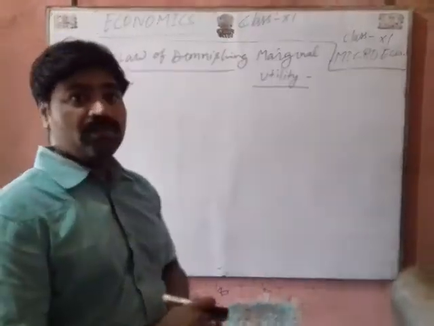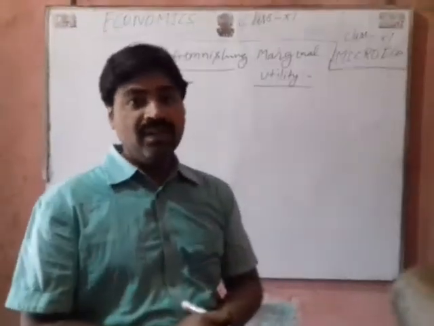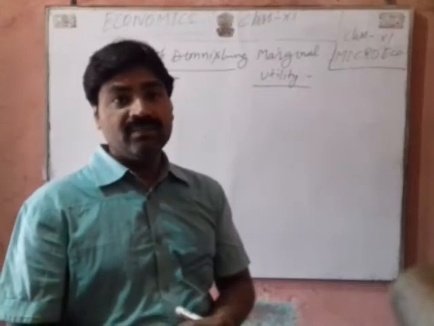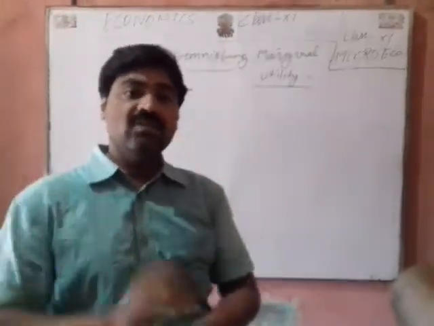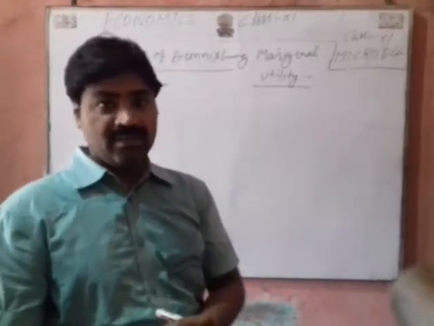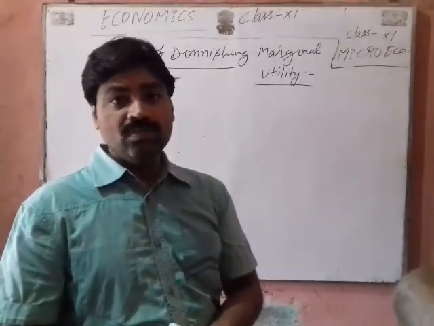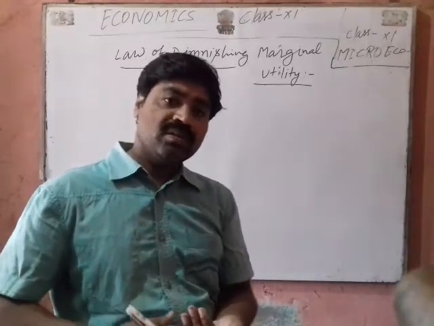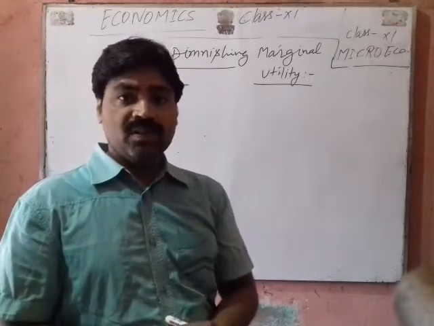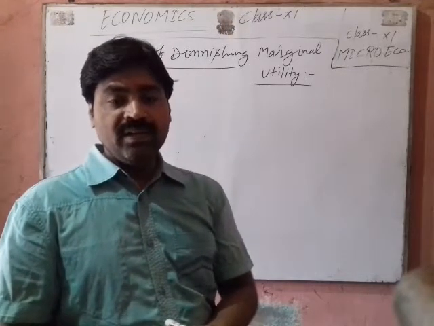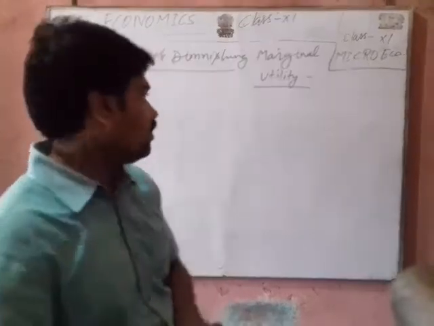According to this law, as a consumer consumes additional units of a commodity, the marginal utility derived from each successive unit or each additional unit must go on declining. Ultimately, MU becomes 0. Nevertheless, if the consumer continues the consumption of the commodity, it becomes negative and gives disutility to the consumer.